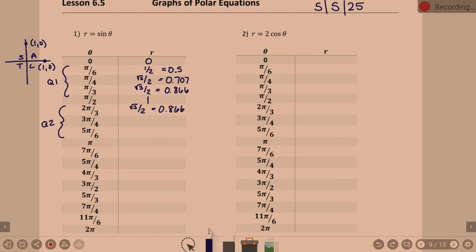What about the sine of 3 pi over 4? It's going to be the same as pi over 4, so square root of 2 over 2, or the 0.707 number. Sine of 5 pi over 6, it's the same as pi over 6, so it's 1/2. Okay, what about the sine of pi? It's going to be 0 again.